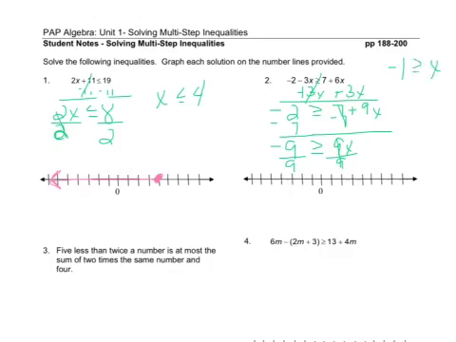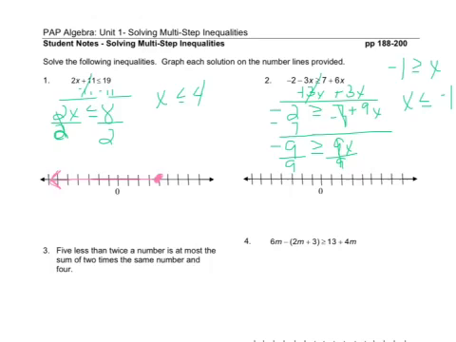You have two options. You can read it backwards. If negative 1 is greater than or equal to x, then x is less than or equal to negative 1. It's written backwards. Or I can turn it around and write it as x is less than or equal to negative 1. I just flip all of the symbols around.